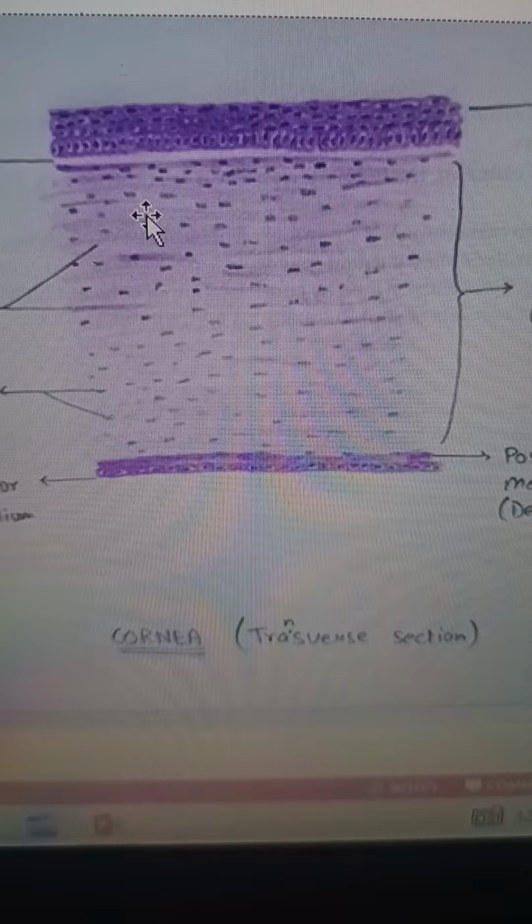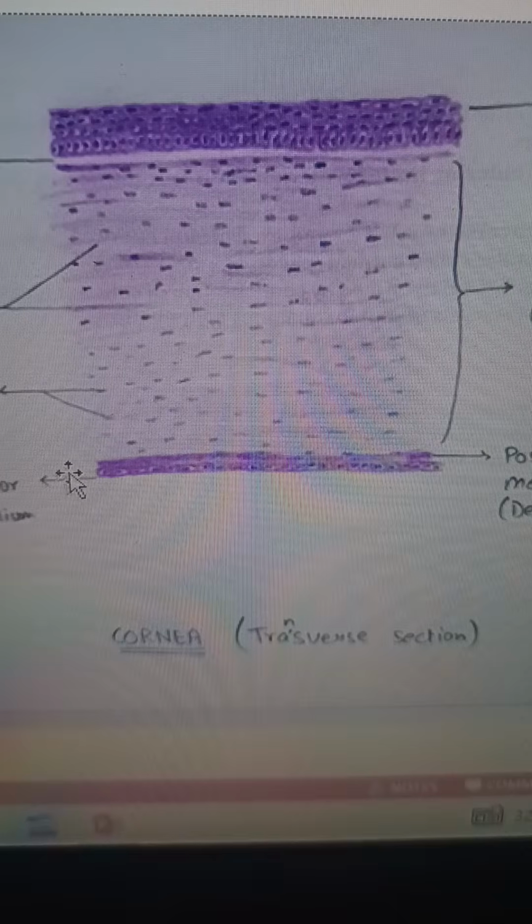Here you can see the nuclei of the connective tissue are scattered. They are not packed like epithelium. These are scattered and the collagen fibers are regularly arranged. This regularity causes the cornea to become transparent.